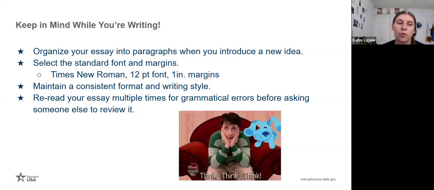And then, of course, make sure to reread your essay multiple times for grammatical errors before asking someone else to review it. So you don't want to have a rough draft that's kind of all over the place and give it to someone else. It probably doesn't make sense. They probably won't understand it and won't be able to give you good feedback. But once you're into, usually I say like third, fourth, or fifth draft area is when I start asking some peers, friends, teachers to help review my writing.